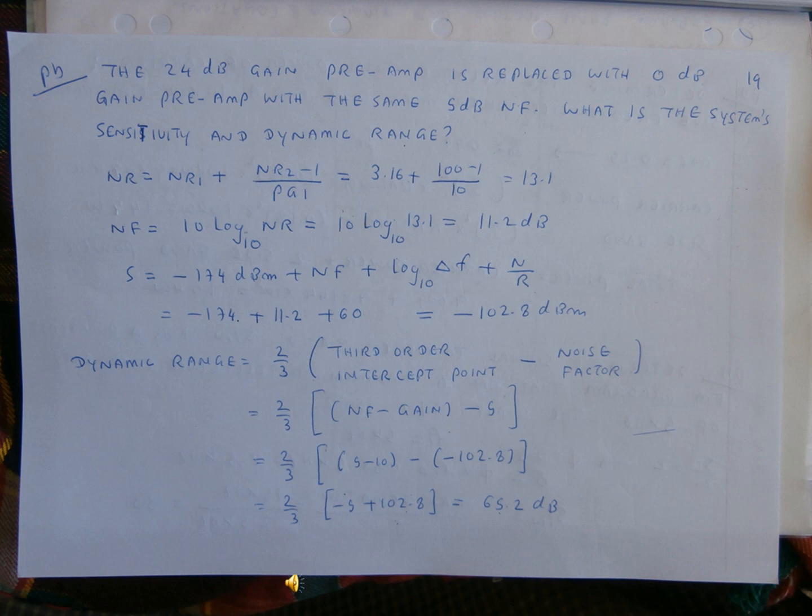So noise figure NF equals 10 log 10 of NR, equals 10 log 10 of 13.1, and you get 11.2 dB. The sensitivity equals minus 174 dBm plus noise figure plus 10 log 10 delta F plus the signal-to-noise ratio, so minus 174 plus 11.2 plus 60, and you get minus 102.8 dBm. The dynamic range equation is 2/3 multiplied by the third-order intercept point minus noise figure, so 2/3 multiplied by (IP3 minus gain minus 5) minus 102.8, so you get 2/3 multiplied by (minus 5) plus 102.8, which gives 65.2 dB.